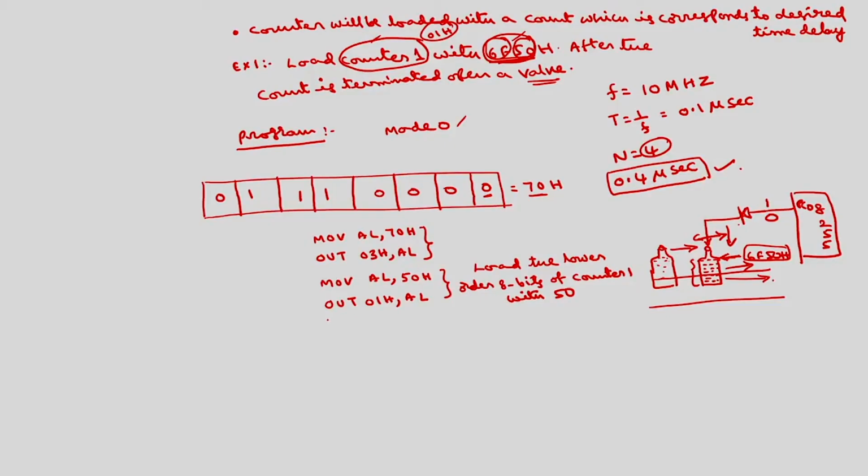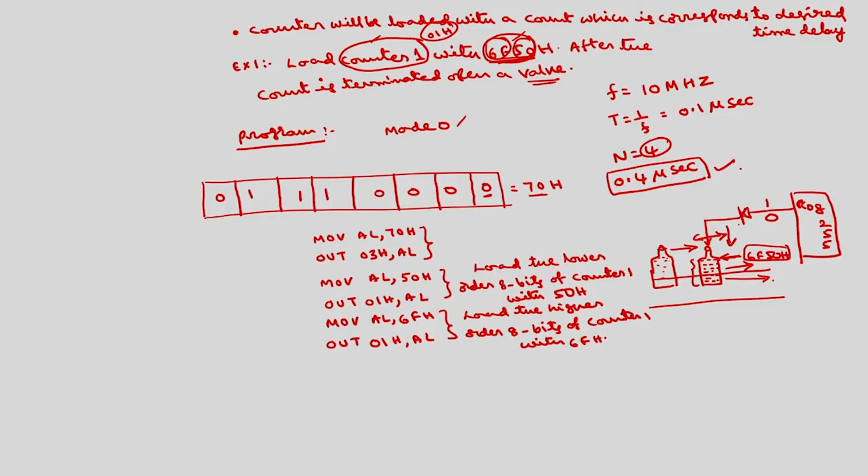Then the higher order 8 bits you have to load with 6F. So, you take MOV AL, 6F, then OUT 01H, AL. This will load the higher order eight bits of counter 1 with 6F. So, we have loaded the count. So, then the operation will start.